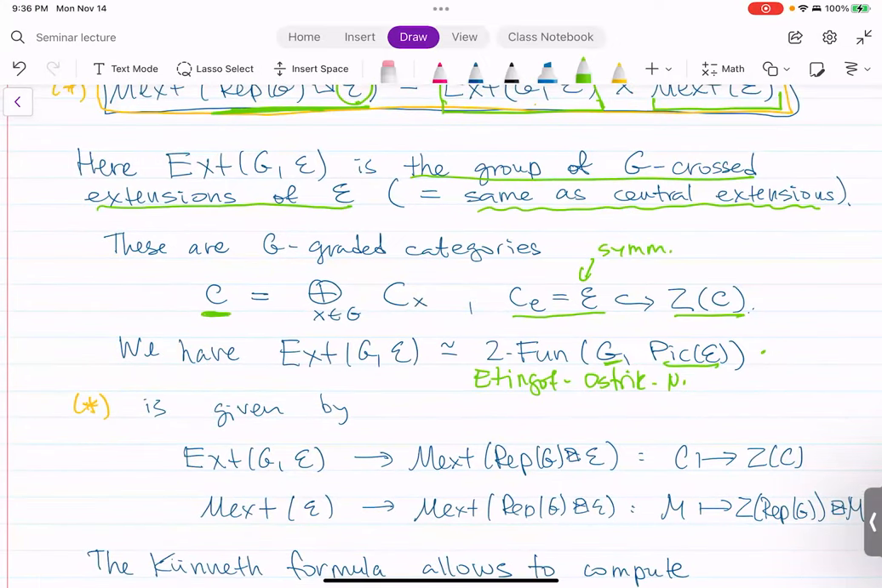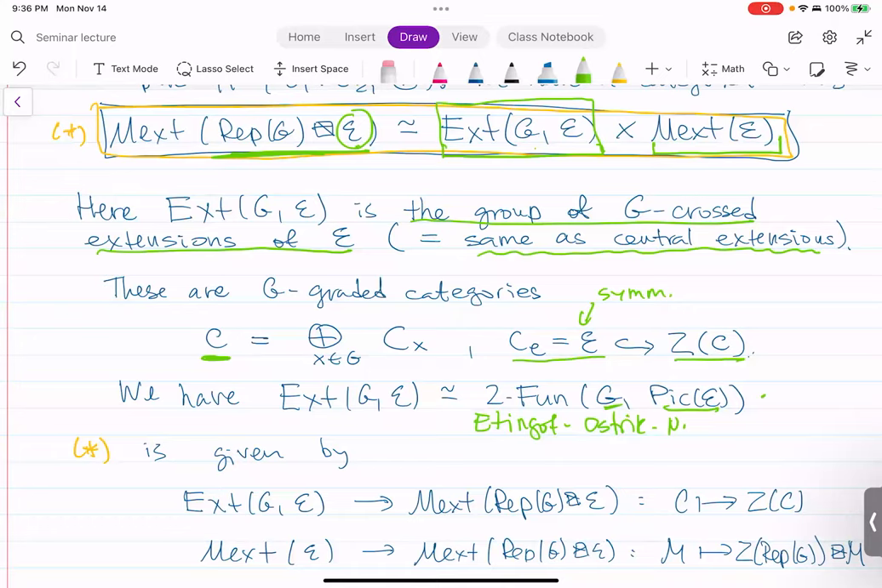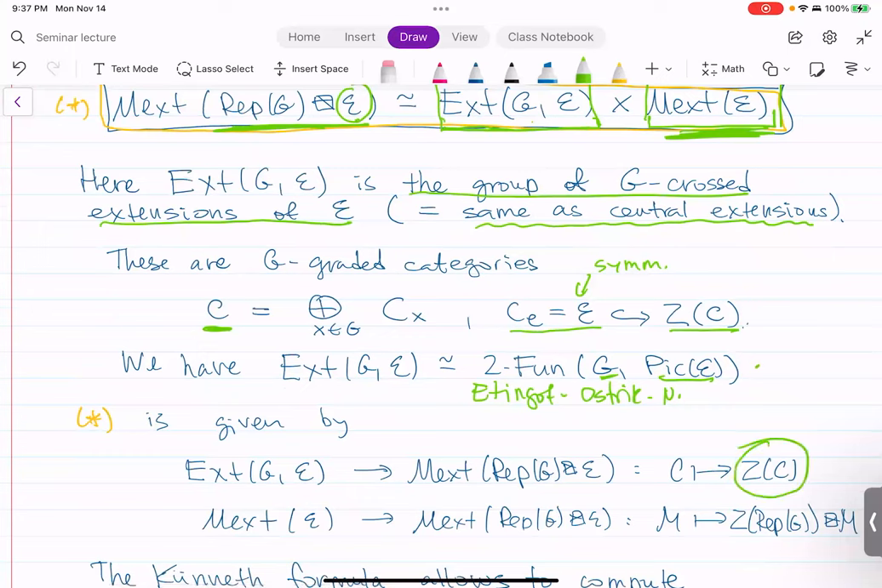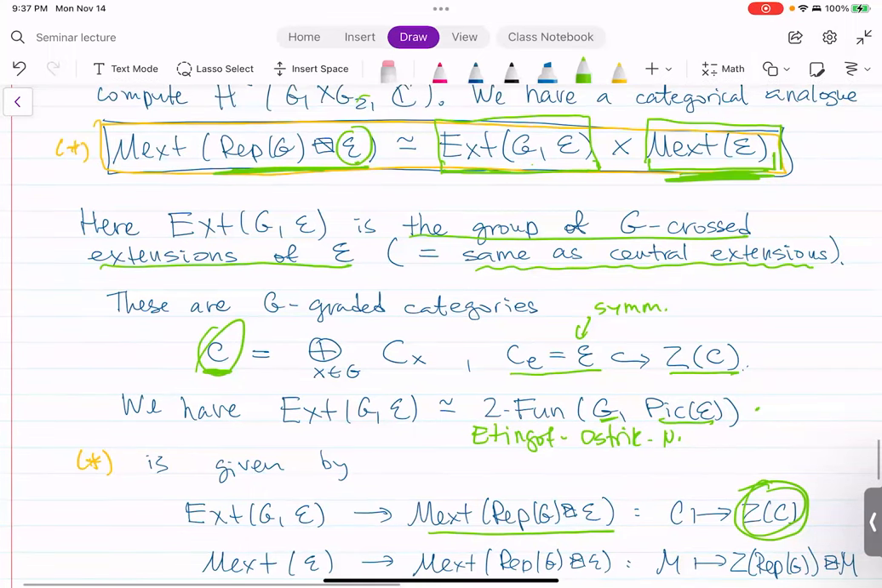One can explicitly describe this Künneth isomorphism to see how these two factors are embedded into the group of minimal extensions of the product. It's easy to embed the minimal extension of the second factor. And the other is embedded as follows. If you take such an extension, C, now it's not necessarily braided or non-degenerate, just G-crossed, but what you do is take its center, and that's a minimal extension of this direct product. Okay, so we have this machinery.